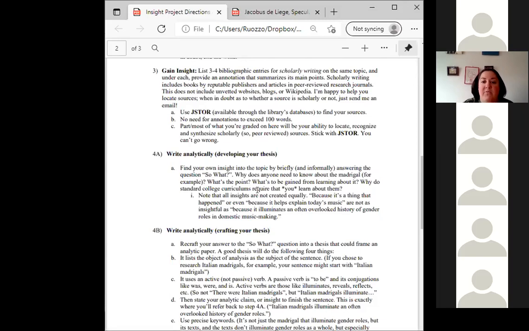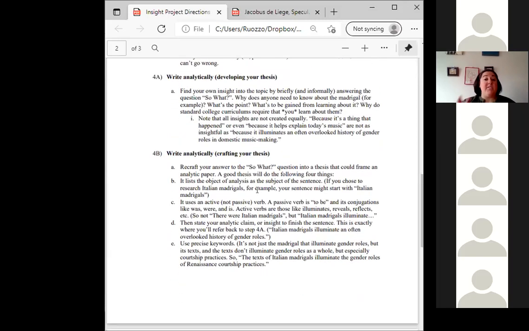Okay. So step 4 is where you actually get to come up with something original. So now that you've synthesized, you've sifted through the available scholarship, you want to come up with something to add to that scholarship. You don't want to restate somebody else's argument. You don't want to summarize. So you've already summarized. That's not step 4. When you get to step 4, it's your time to state your own insight into the topic by briefly and informally answering the question, so what?